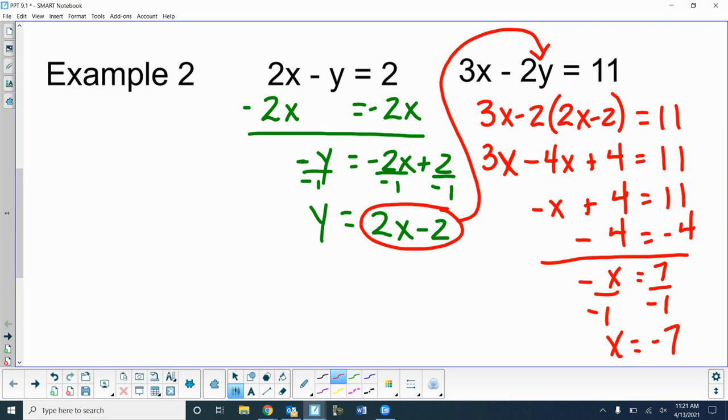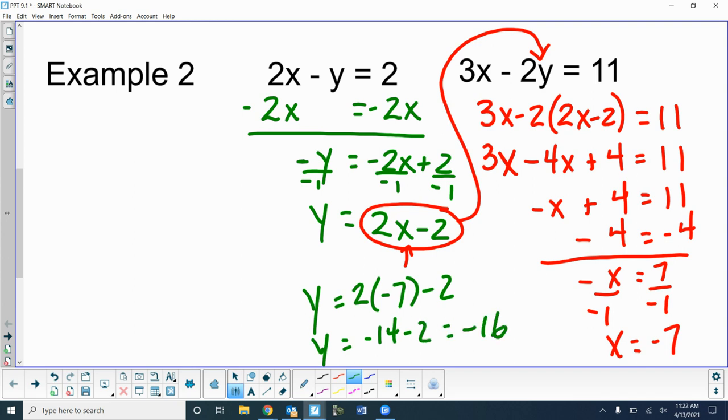I'm not finished, remember? Noah, what should I do? Plug that back in. Right, plug x as negative 7 in the other one so we can figure out the y. And since I already got y by itself, I always like to put it again, right there. So y equals 2 times negative 7 minus 2, which is negative 14 minus 2, which is negative 16. So my answer would be negative 7, negative 16.